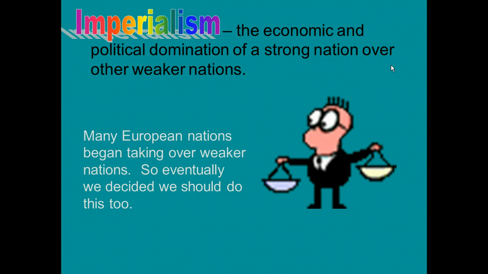So make sure you write this stuff down. It says imperialism: the economic and political domination of a strong nation over other weaker nations. Economic and political. There's two parts to that, so make sure you pay attention. Now, economic, what does that mean? Economic, the word economy, money, right? But political domination means politics, politicians, government. So we take over a colony with their economy, and we also take over their government. That's what imperialism is. Many European countries are already taking over weaker nations, and eventually we're going to want to play catch up and be like our buddies over there in Europe.